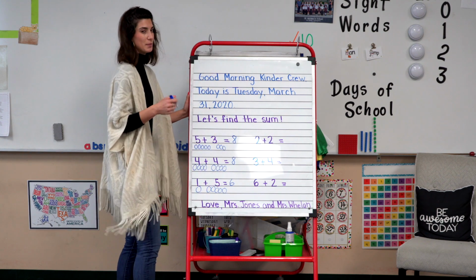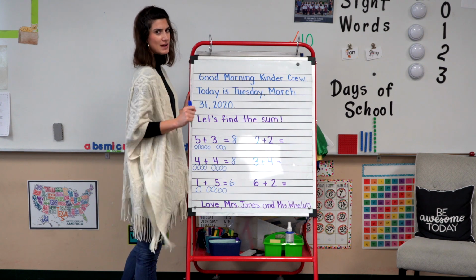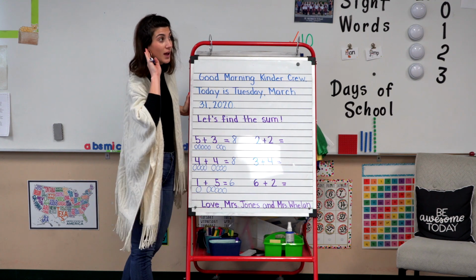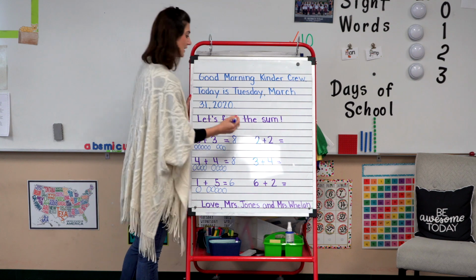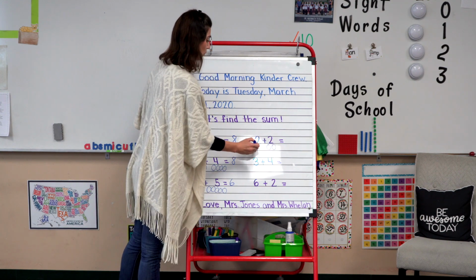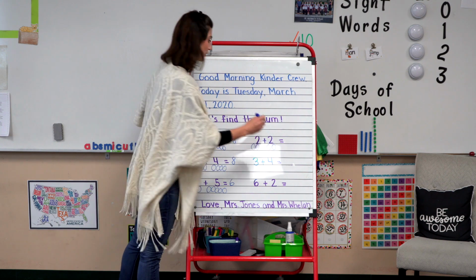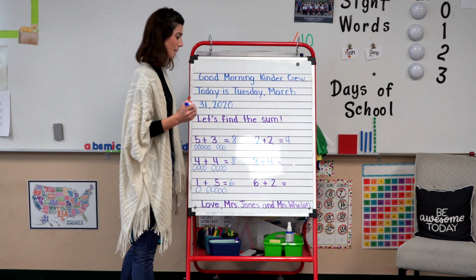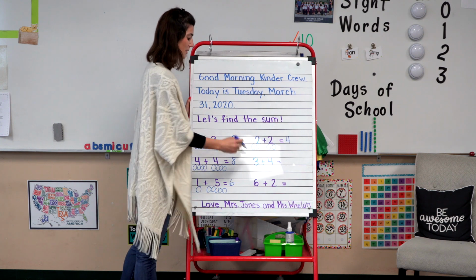All right, our next problem up here, and I'm sure you guys know this one, so shout it out at home if you know. 2 plus 2 equals, or you can always draw it. Our group of 2 and another group of 2. 1, 2, 3, 4. 2 plus 2 equals 4. That is the sum.